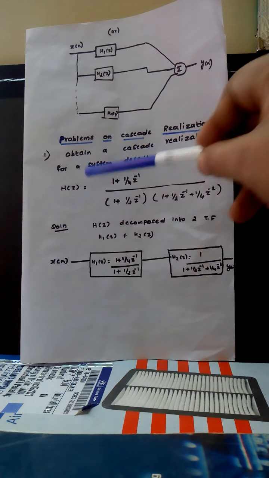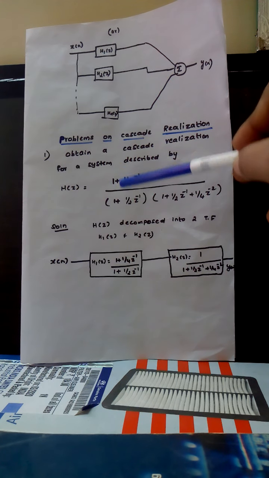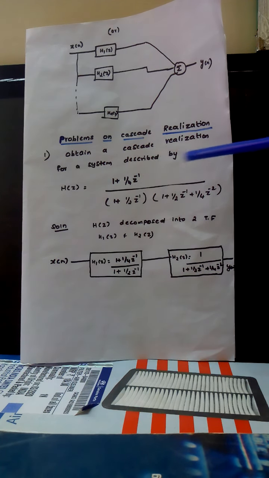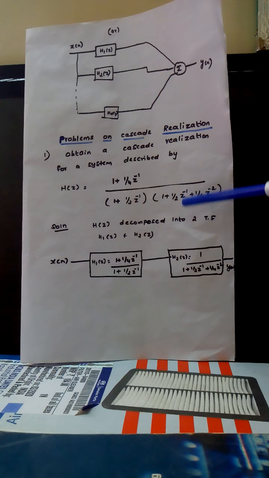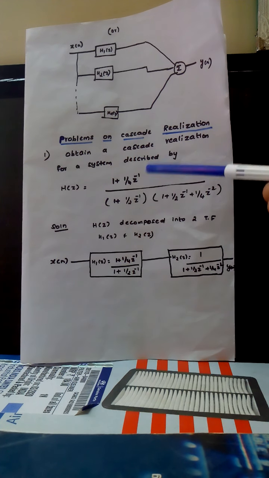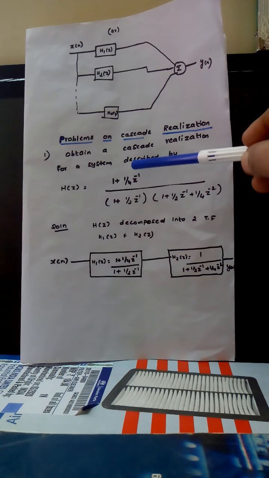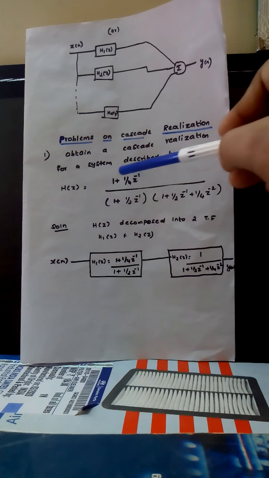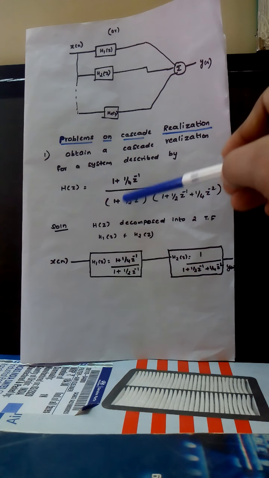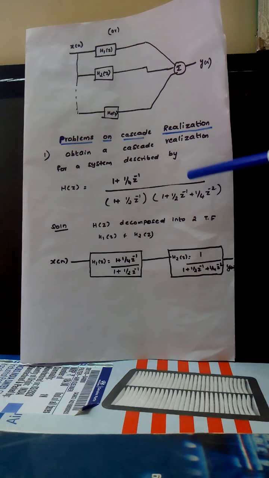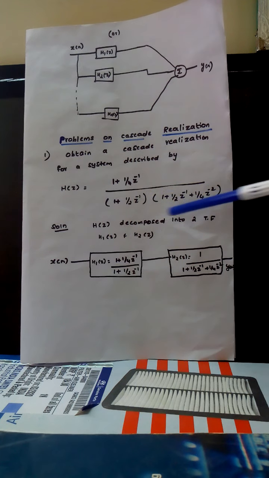Obtain a cascade realization for the system described by h of z equal to 1 plus 1 by 4 into z to the power of minus 1, divided by 1 plus 1 by 2 into z to the power of minus 1, and 1 plus 1 by 2 into z to the power of minus 1 plus 1 by 4 into z to the power of minus 2. So now what we have to do is decompose this system into two transfer functions. We can make one subsystem, h1 of z, as 1 plus 1 by 4 into z to the power of minus 1 divided by 1 plus 1 by 2 into z to the power of minus 1, and one more subsystem is 1 divided by this term here.